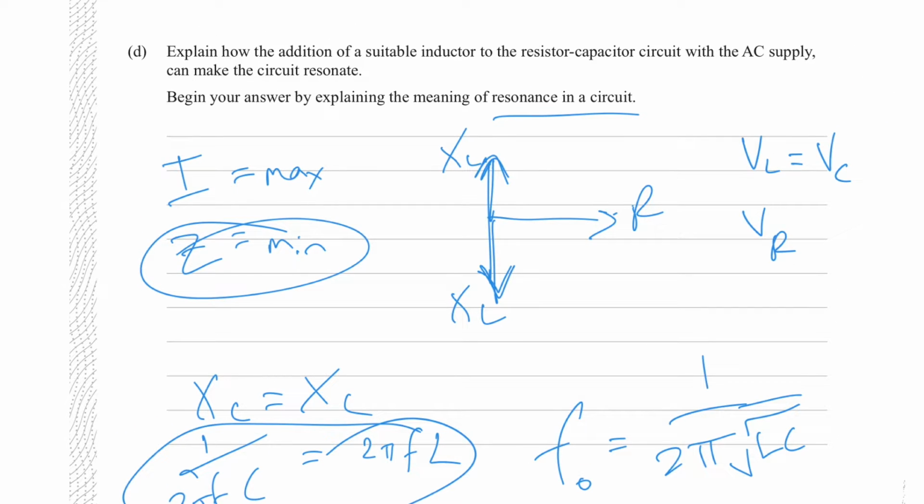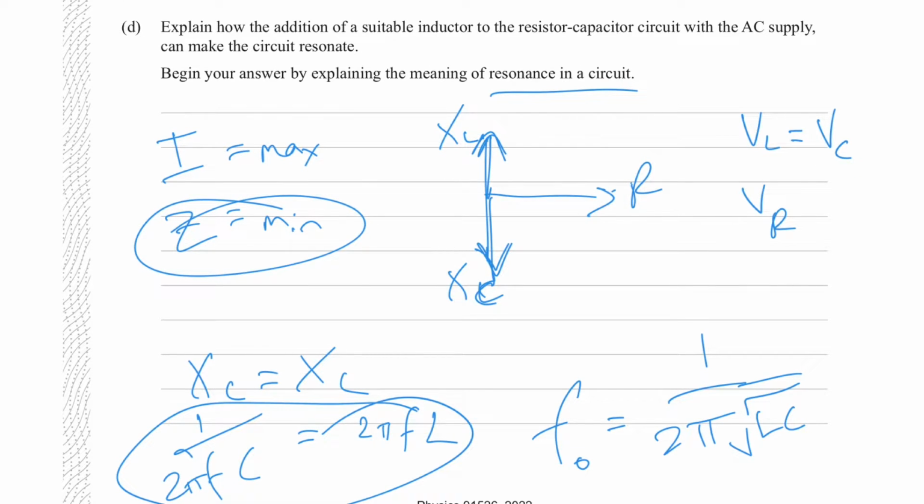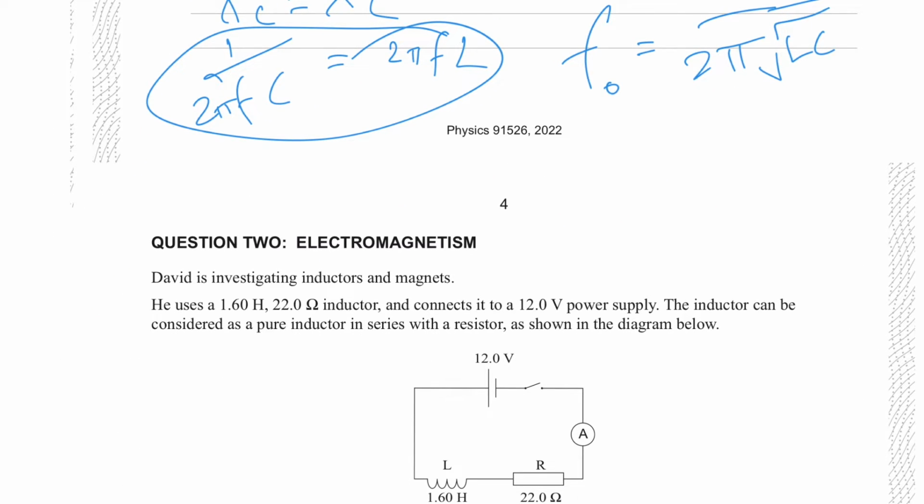Have I answered the question? How the addition of an inductor can make the circuit resonate? The meaning of resonance: maximum current through minimum impedance, where XL and XC, that's meant to be a C on the bottom by the way, are equal. Maybe there's a more technical definition, but you get the idea. And yeah, fine, we'll move on.